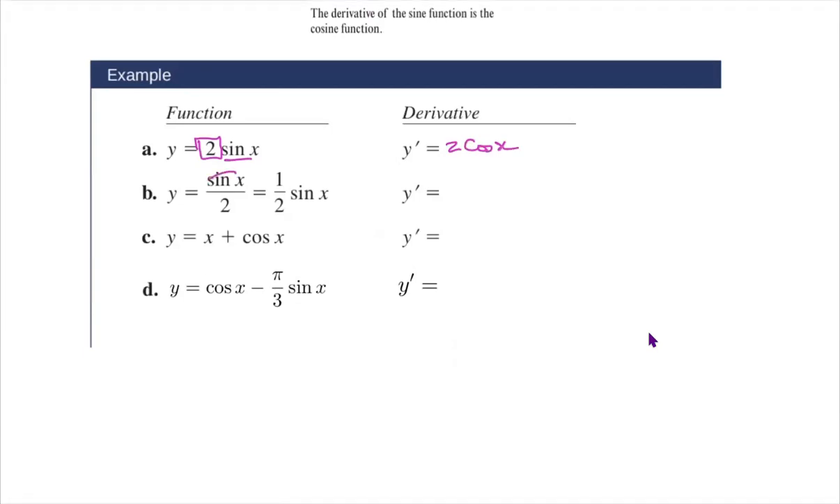So here's what we have here. Sine x divided by 2 is like 1/2 of sine x. We write this. So that's basically going to be the same scenario here. Keep the 1/2 and then differentiate sine x to cosine x. So 1/2 cosine x.